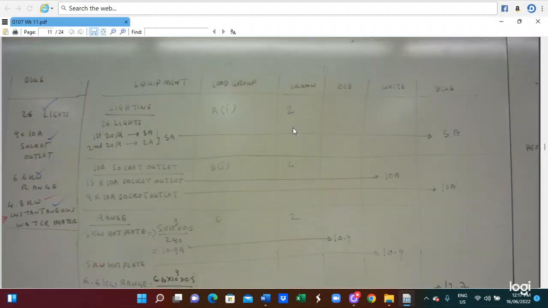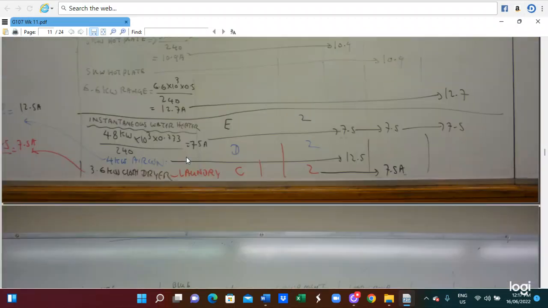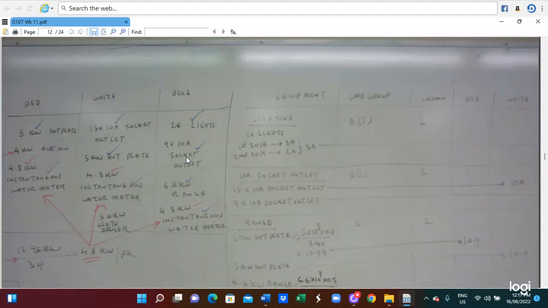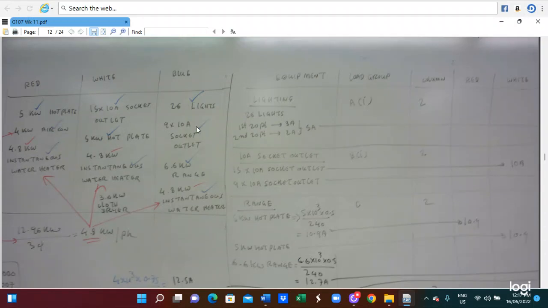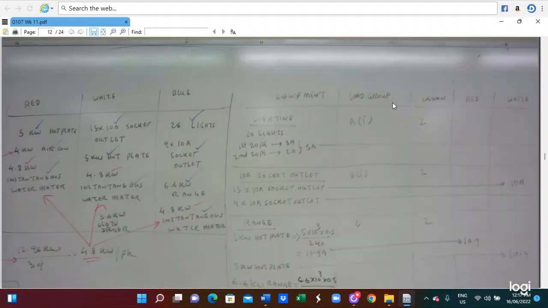Then we have to draw this table. Here are the equipment, load group, and column. We have to arrange the phase equipment, load group and column: red, white, and blue. Then we have to find the equipment. In this case, firstly we have to find the equipment here. This is equipment, load group, column, red, white, and blue.